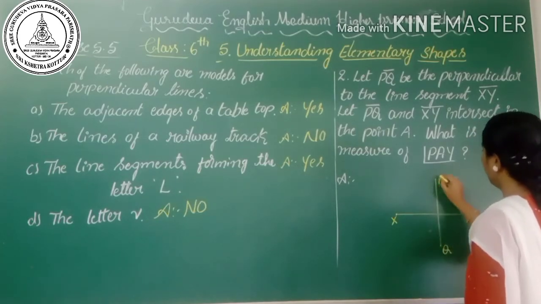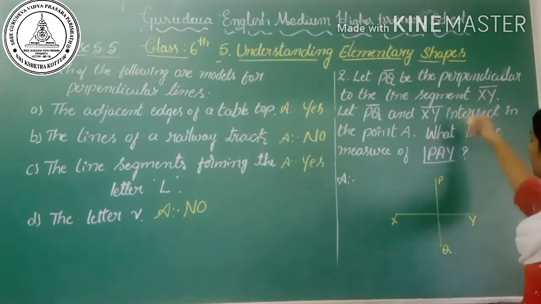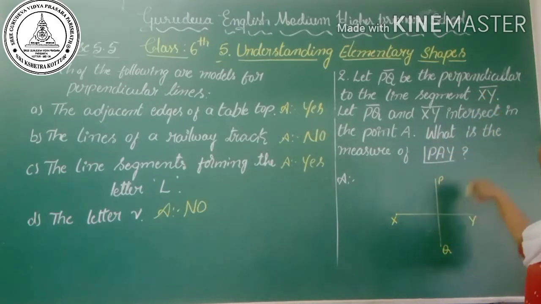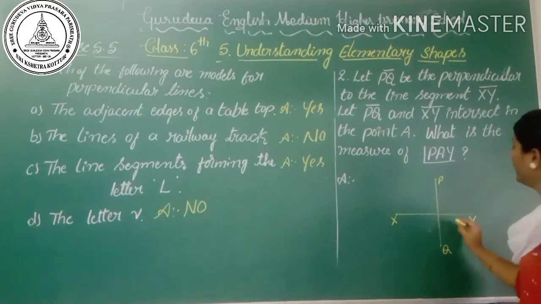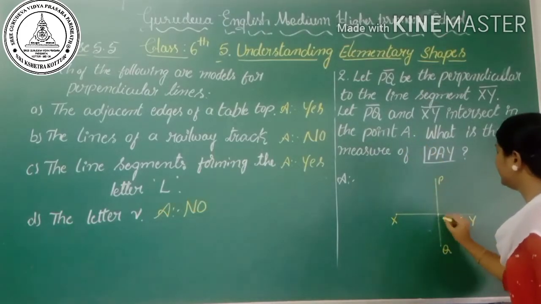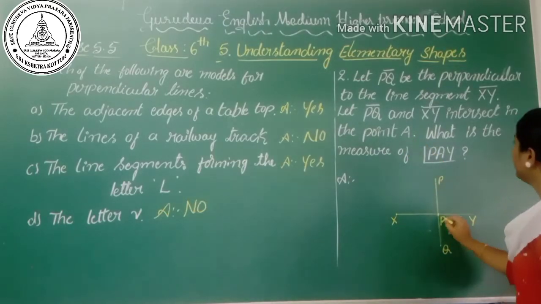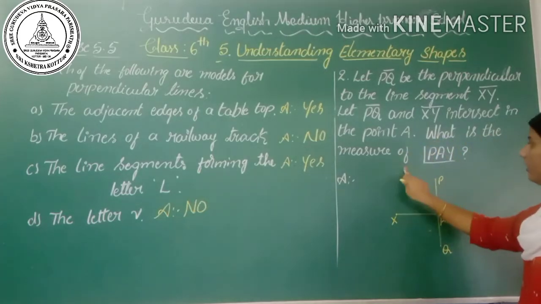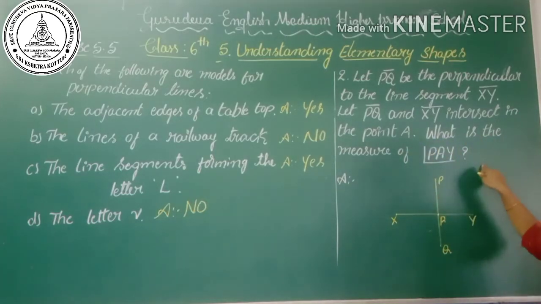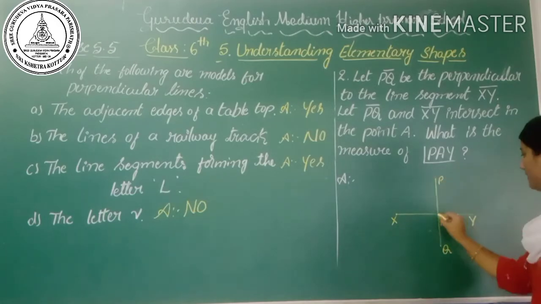This is Q and P. So PQ is perpendicular to XY. Then they intersect at the point A. So it is the intersecting point, and we have to name it A. Then what is the measure of angle PAY?